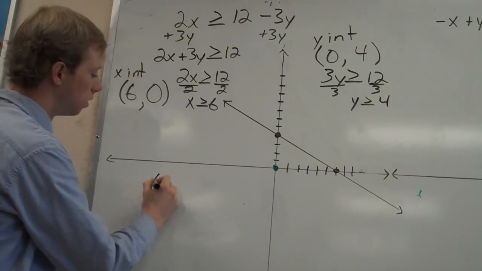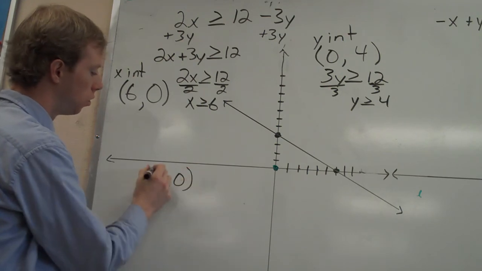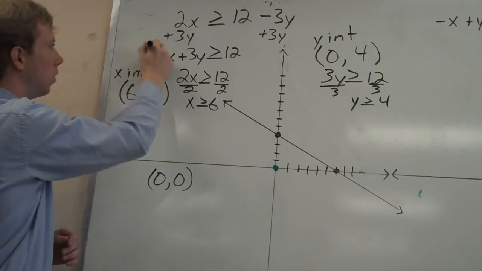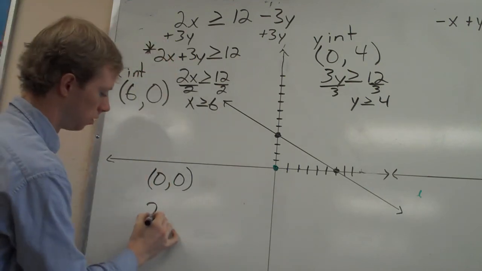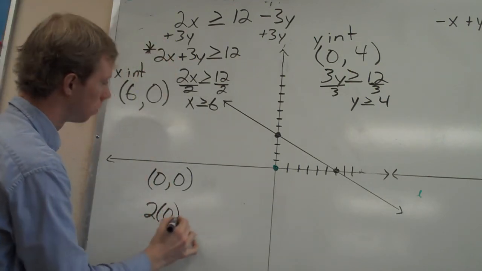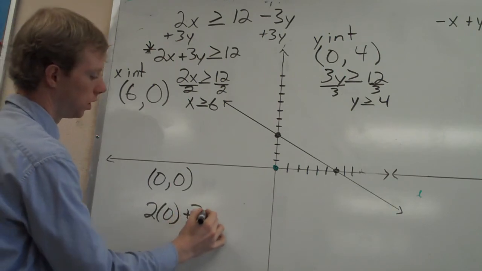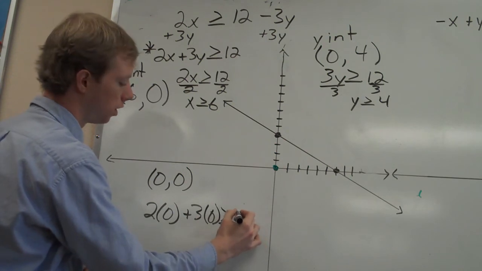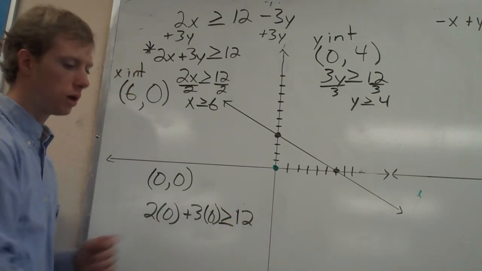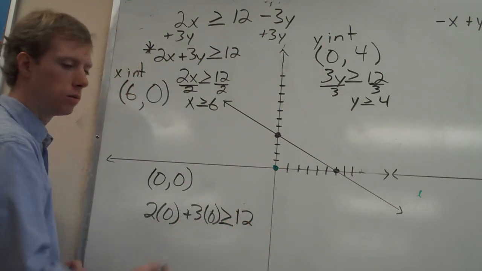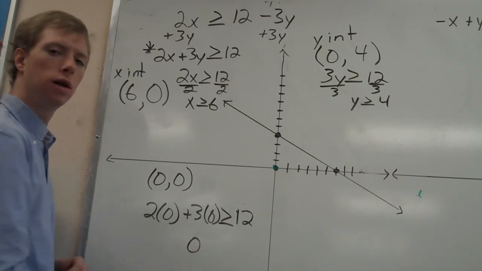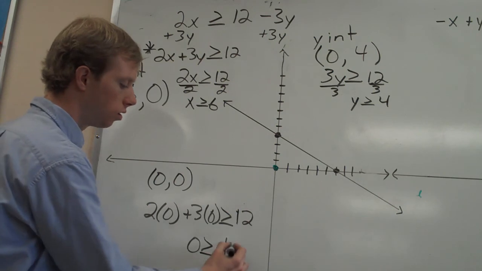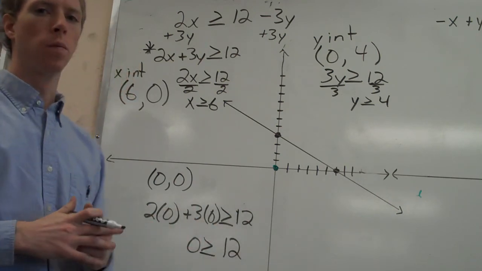Coming down here, if I'm testing this point, I'm going to plug the x and the y into my equation right here. 2 times 0 plus 3 times 0 is greater than or equal to 12. Well, 2 times 0 is 0, 3 times 0 is 0. When you add 0 and 0, you still have 0. 0 is greater than or equal to 12.